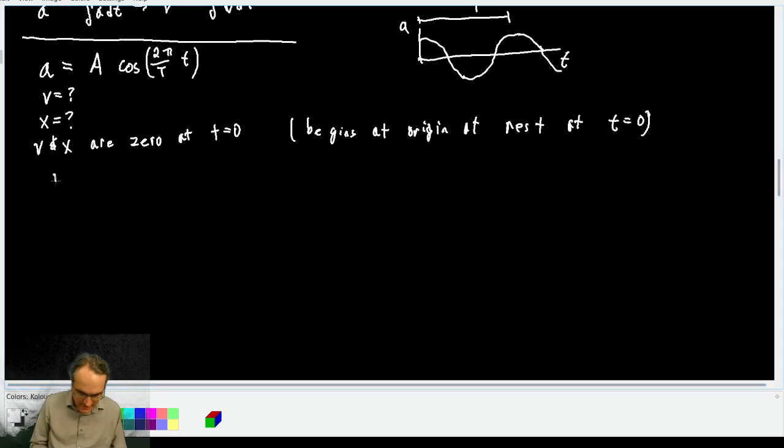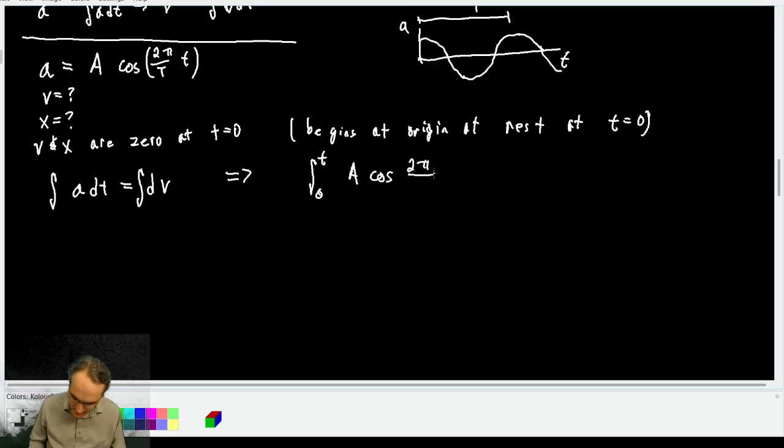So if we want to know the future velocities, we'll have to take our a dt and integrate, and we'll have to take dv and integrate it. What that's going to look like: integral from 0 to some future time of a cosine of 2 pi over the period times the time, dt, equals the integral from v initial, which is 0 in this case, to whatever our final velocity is, dv.